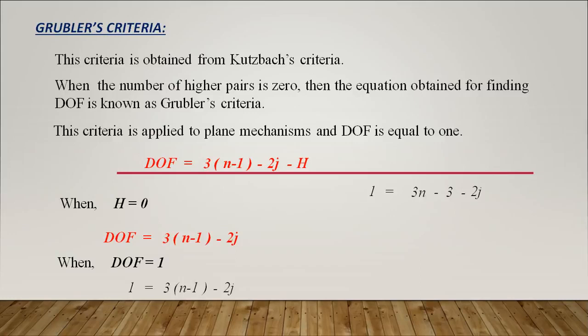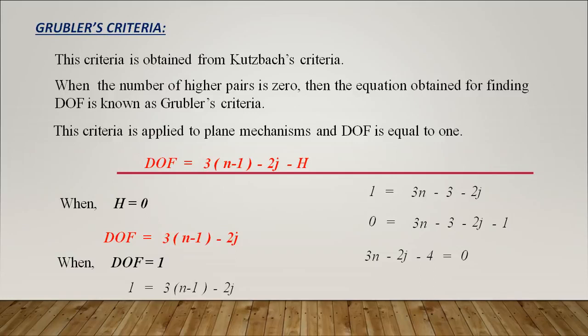Then if you take 1 to the right side, 0 is equal to 3n minus 3 minus 2j minus 1. So when we add minus 3 and minus 1, it becomes minus 4. Finally we can write the equation as 3n minus 2j minus 4 is equal to 0. So this is the modified form of the Grubler's criteria equation.